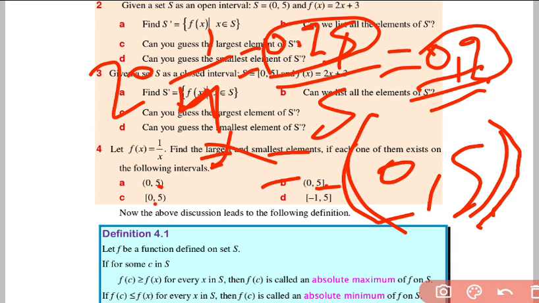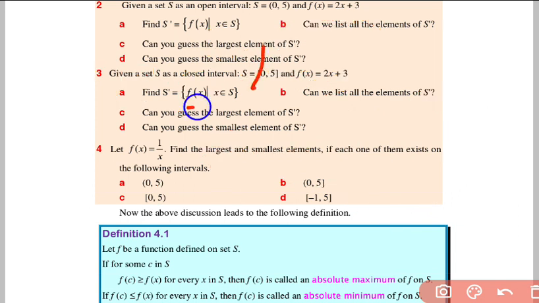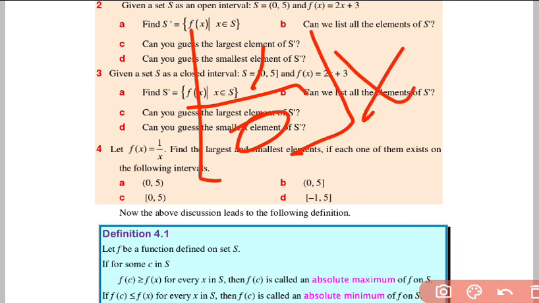Undefined, because when we plug in zero, any number divided by zero is undefined. This is meaningless, according to the mathematical laws or rules. Due to that, this is meaningless.